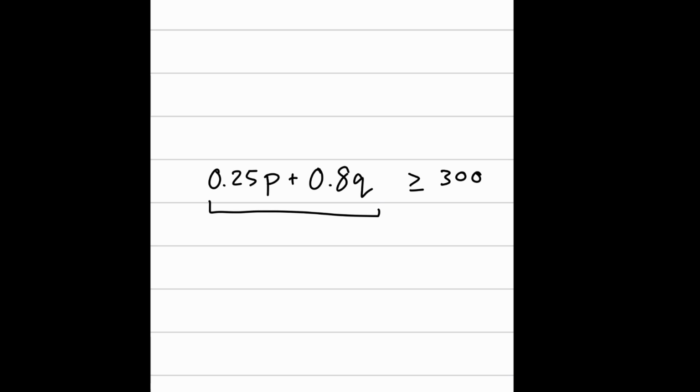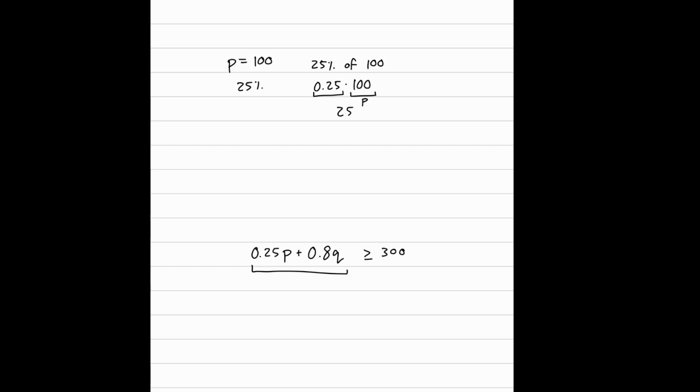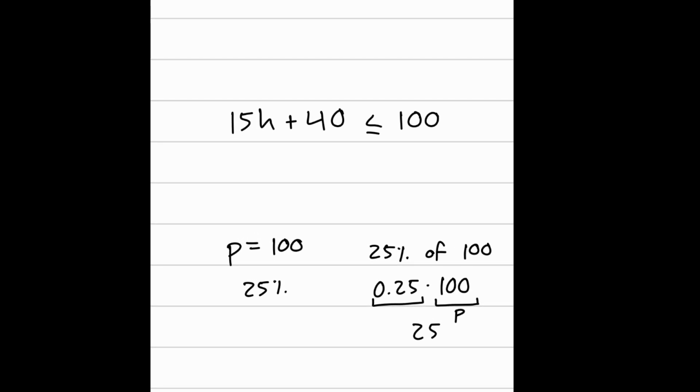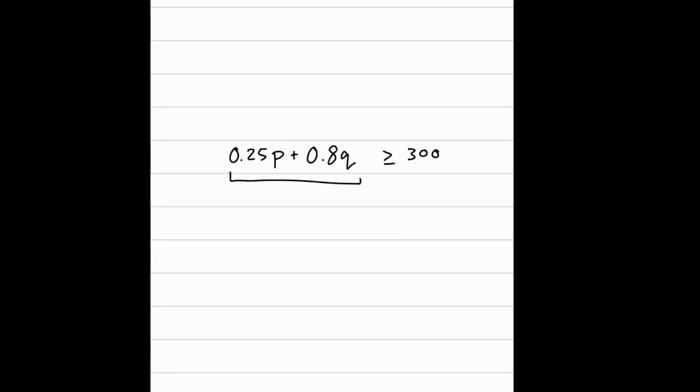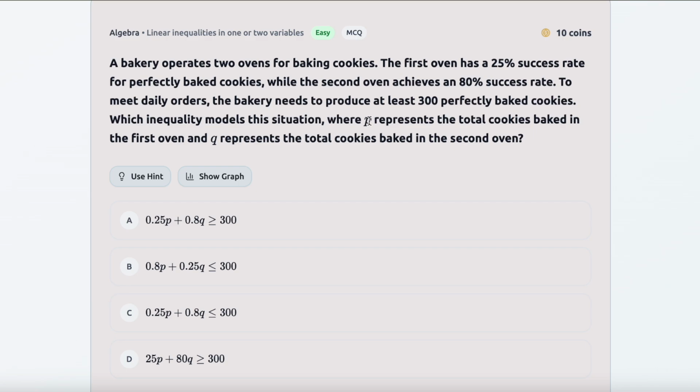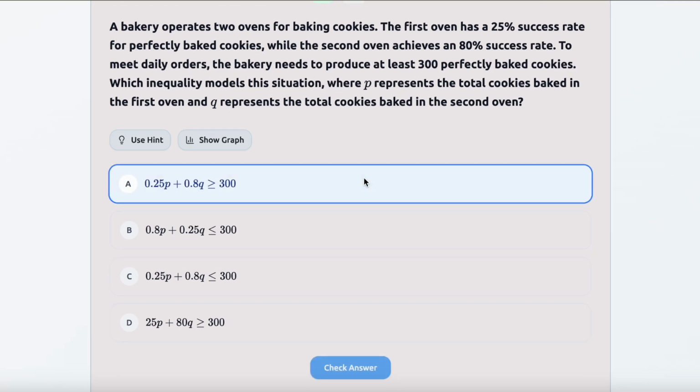In the previous example, the budget was $100, so we said that the total cost has to be less than or equal to 100. But in this case, our minimum is at least 300 perfectly baked cookies. So we would do greater than or equal to 300. So if we go to the answer choices, looks like that's going to be A.